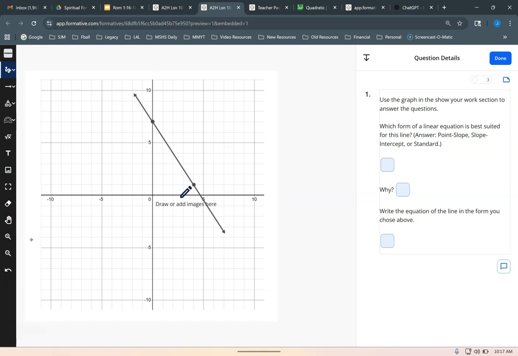Okay, so let's take a look at this one here. You've got to make an assessment before you write the equation, all right? So the question is, which one of our 3 formats do you think this works best for?